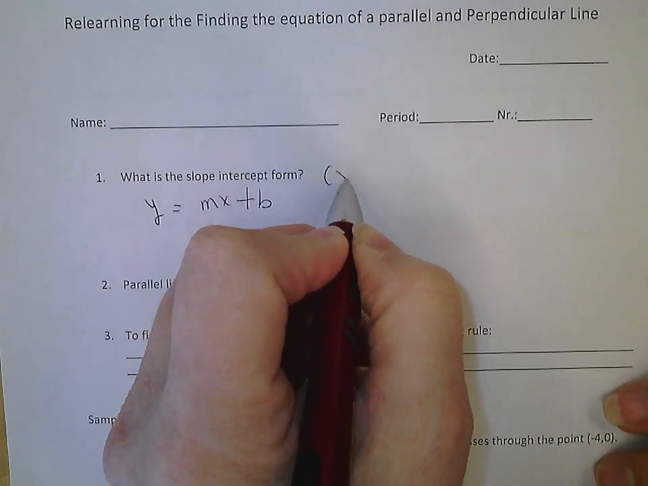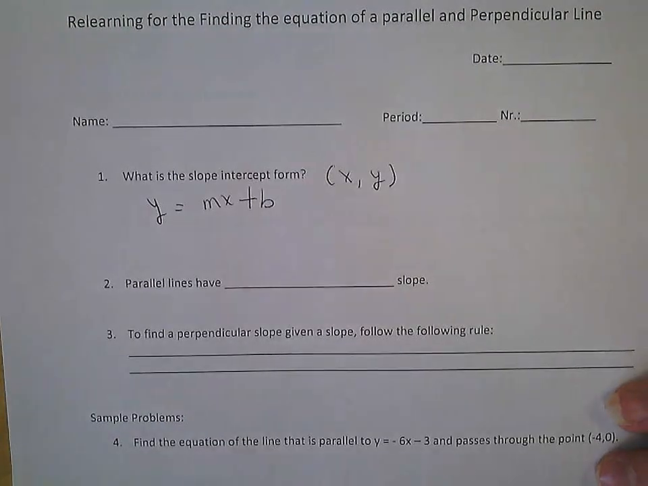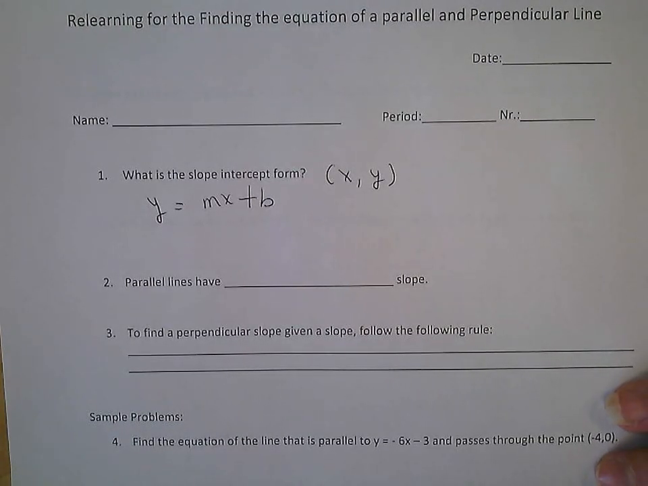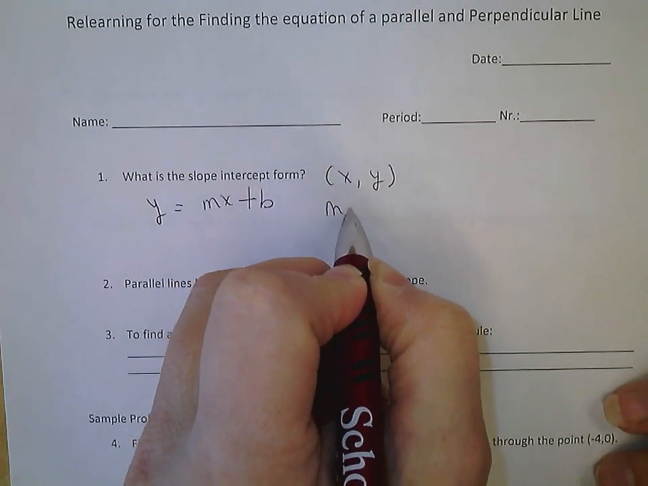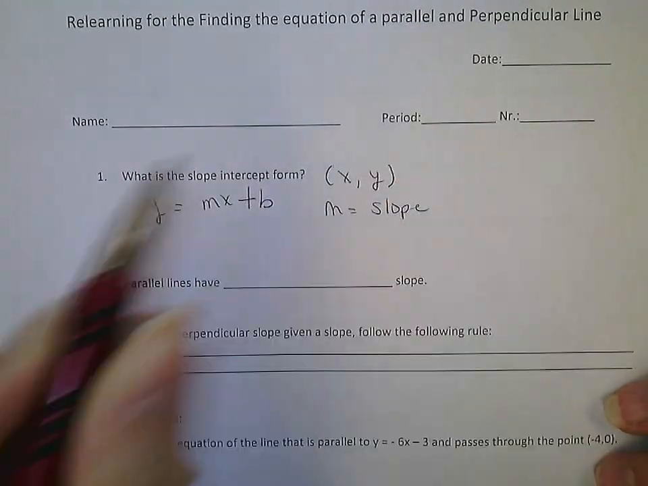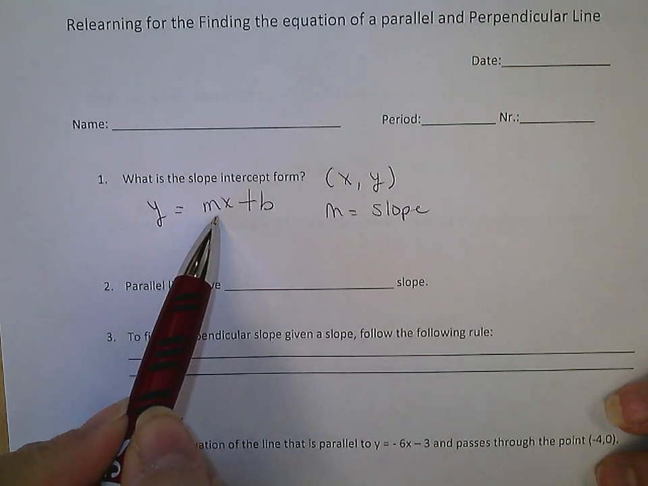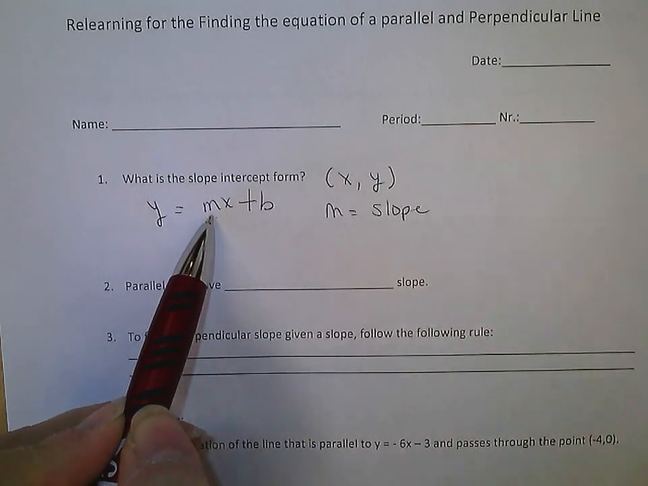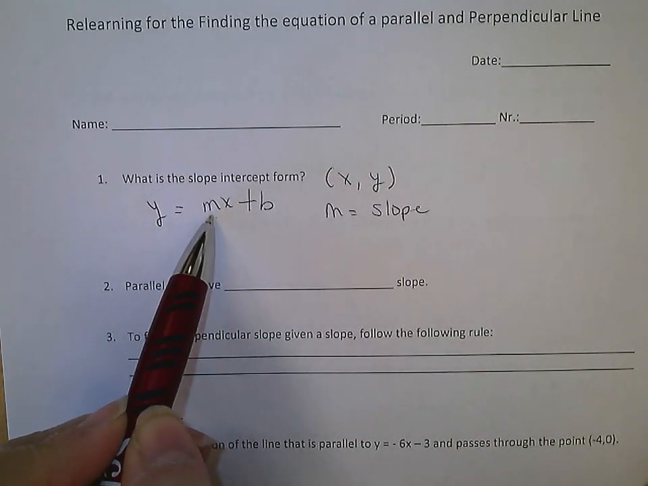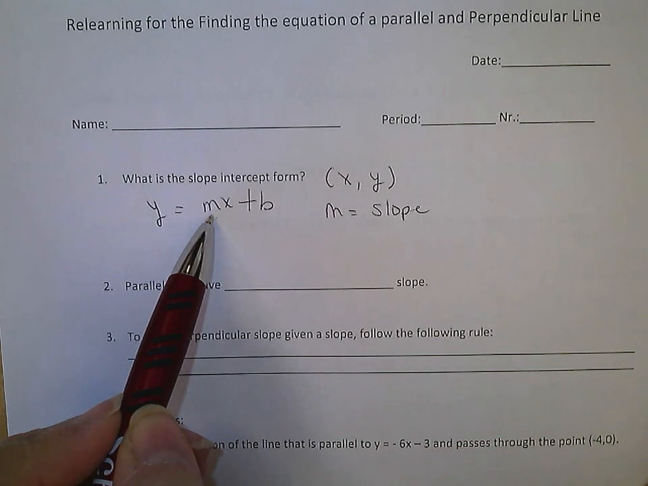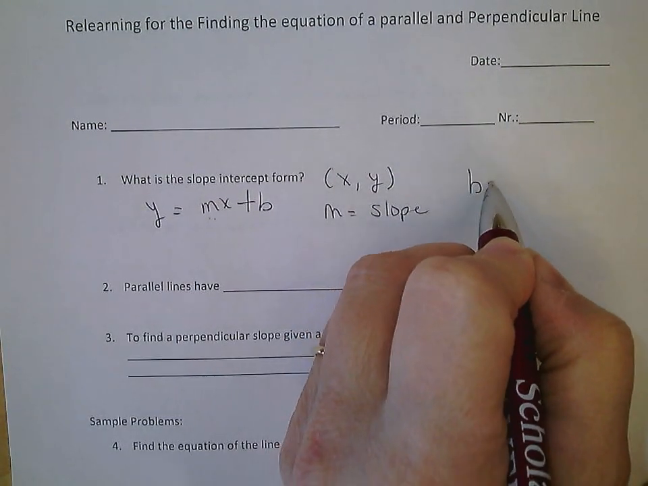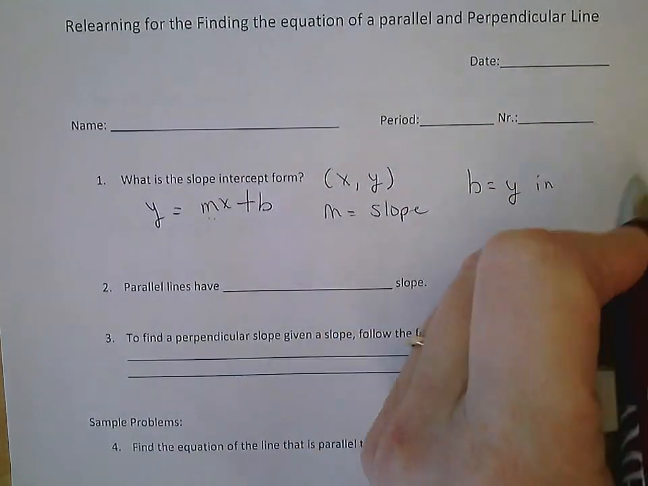Remember that x and y come from a specific point. M is the slope, and it's any number that's in front of the x. If there isn't a number in there, it's an understood 1, but there is always a number in front of the x, and it could be a 1 if it's not written in there, otherwise anything that's written in front of it.